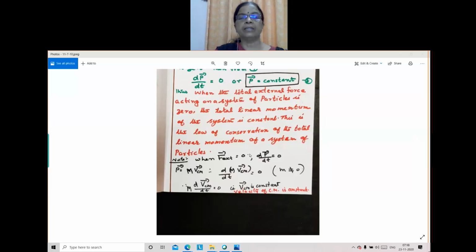That is our conclusion. Velocity of center of mass is constant. That means if no external force is acting on the system, center of mass velocity is constant. For example, if no force is acting on the body, the body will be either at rest or moving with uniform velocity. That is what we have studied. Same thing: if no external force is acting on the system, velocity of center of mass is constant. No external force, that is very important.